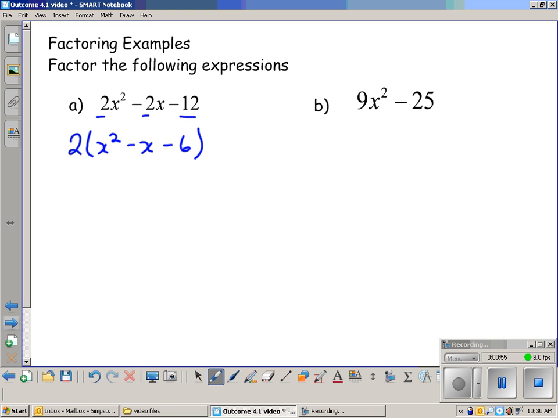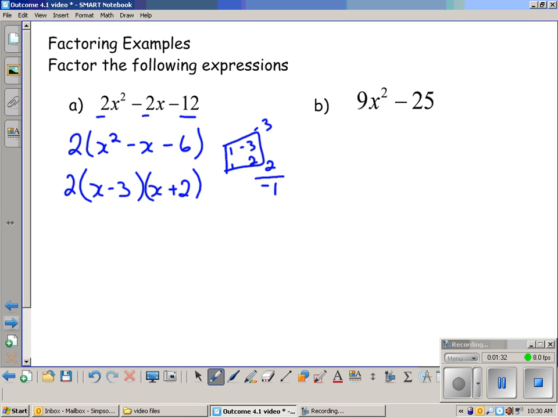I then want to check and see whether I can factor x squared minus x minus 6 using my box method, 1 and 1. And to get negative 6, I can use negative 3 and 2. Checking my middle term, 1 times negative 3 is negative 3. 1 times 2 is 2. Adding is negative 1. So I can factor that parentheses into two separate factors. One that is x minus 3, and the other one x plus 2.